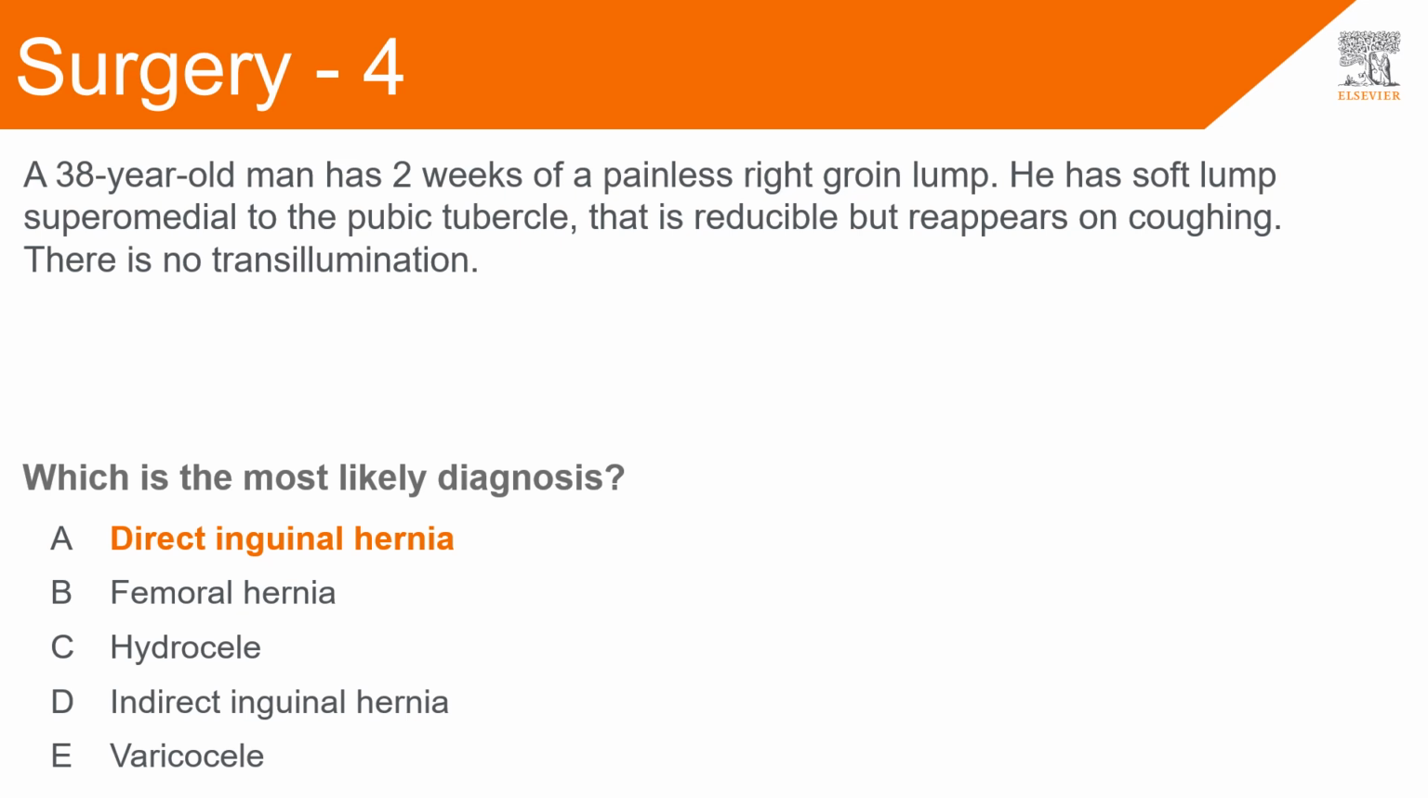And here, the correct answer is A, a direct inguinal hernia. We'll go through inguinal hernias in more detail in the following slides. A femoral hernia is found inferolateral to the pubic tubercle and medial to the femoral pulse and is commonly seen in older females. A hydrocele is an abnormal collection of peritoneal fluid between the parietal and visceral layers of the tunica vaginalis surrounding the testes. And a varicocele is an abnormal dilation of the pampiniform venous plexus in the spermatic cord. It presents with a groin lump that is often described as a bag of worms.